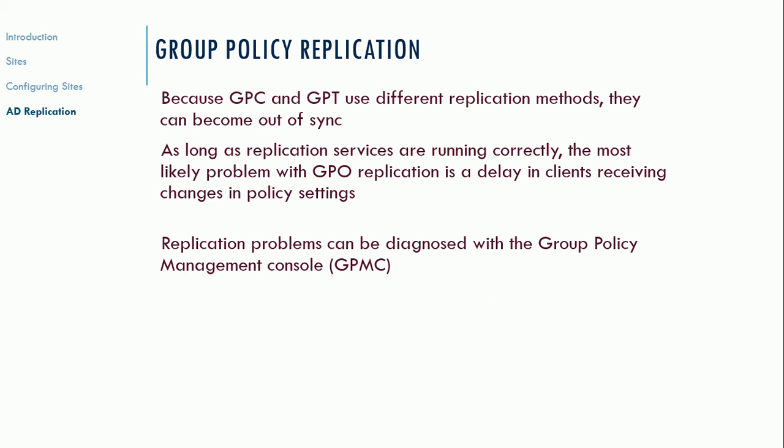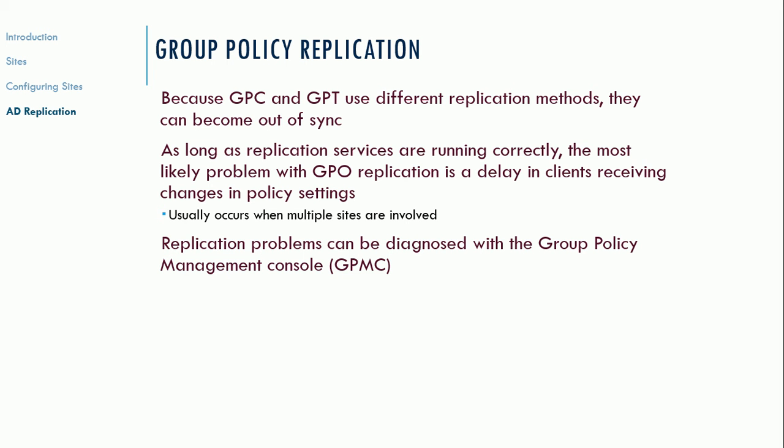So because GPC and GPT use different replication methods, they can periodically go out of sync, right? Remember, it's the combination of the GPC and the GPT that makes up the group policy. So if they're not synchronized, you may have some issues with group policy. That usually occurs when you have lots of different sites with slow WAN links and things like that. And typically it's just because the updates for the one that's out of sync just haven't arrived yet. But once they do arrive, then the issue will go away.